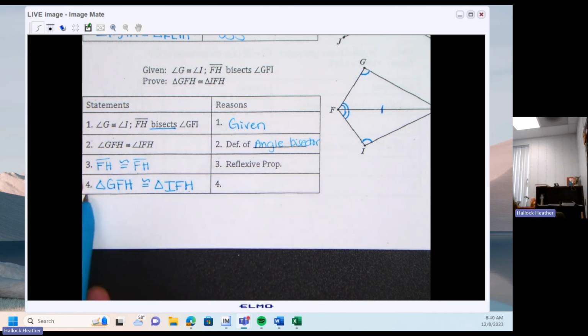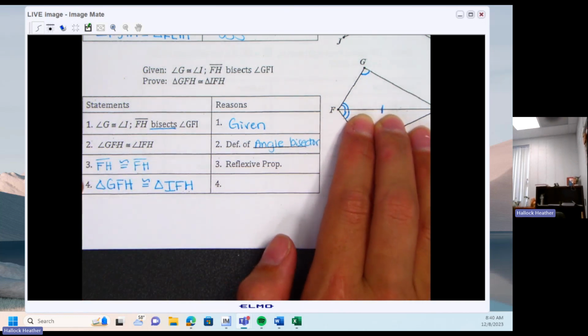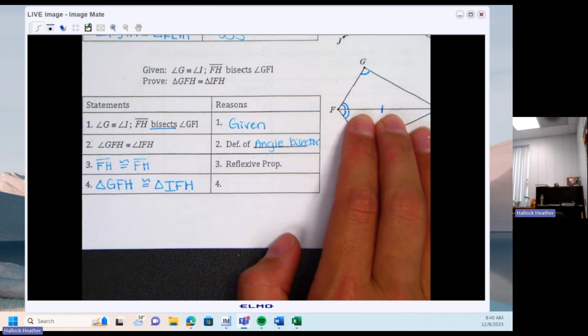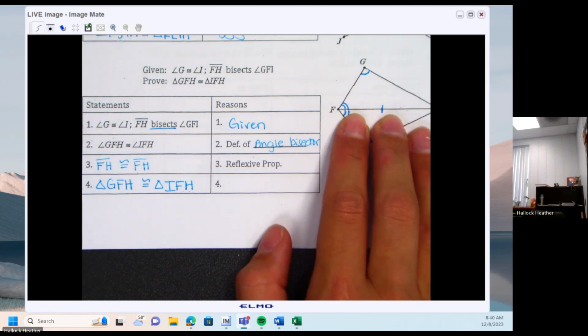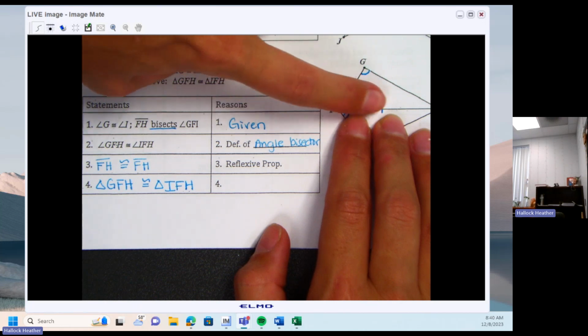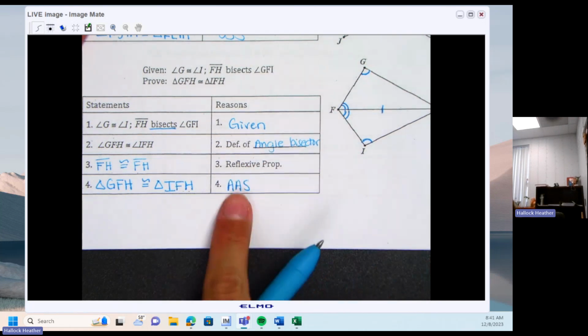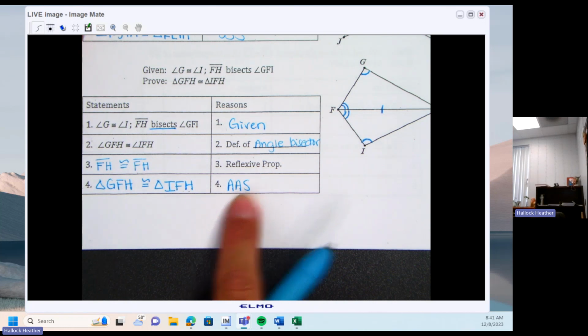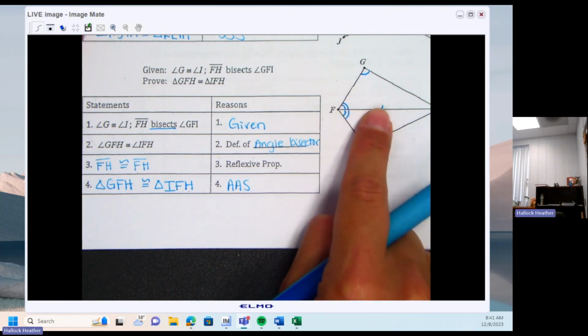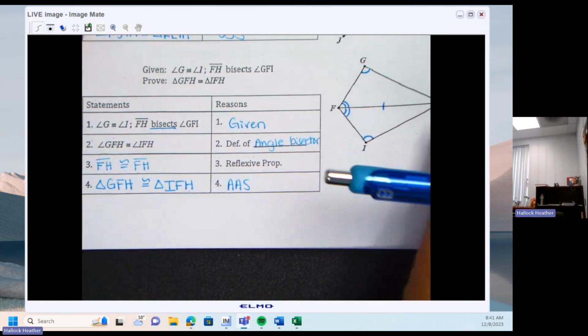And now what could I use to say that these two triangles are congruent to each other? If I cover up the bottom one, what 3 things do I have? What of the 5 congruency statements would I use? AAS. So notice the side is not between the angles, the angles are next to each other, and the side is just next to the angles. So AAS. A lot of people get confused between AAS and ASA because the side's not between them, it's next to them: angle, angle, side.